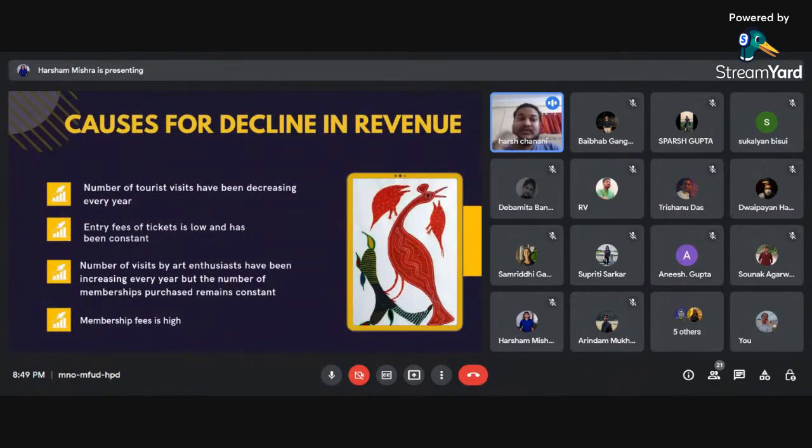So the first problem is the number of tourist visits has decreased every year from 5 lakhs to 3 to 1. The second problem is that the entry fee of the ticket is really low and has been constant every year. The third is that the number of visits by art enthusiasts has been increasing every year, but the number of memberships purchased has remained constant, due to which there is no increment. And the fourth is that the membership fee for the art enthusiasts is high. Going on to Sonagda.